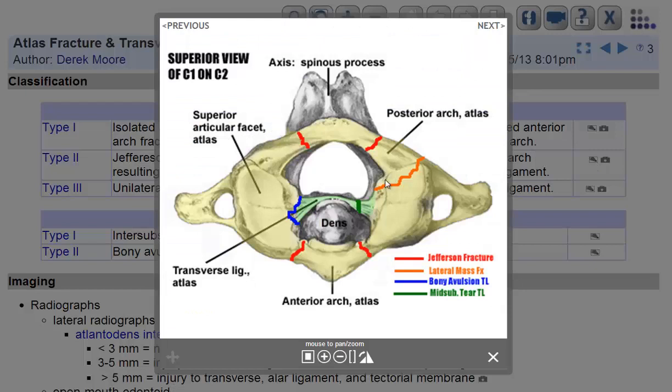This is what it looks like on the illustration. The lines marked in red indicate a Jefferson fracture. Again, bilateral anterior arch, bilateral posterior arch fractures.